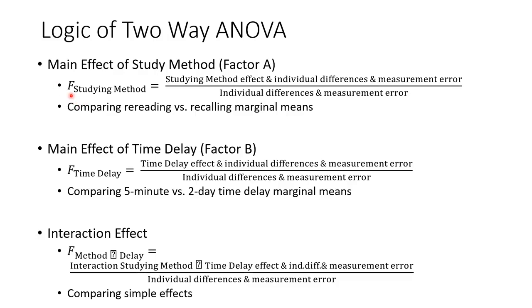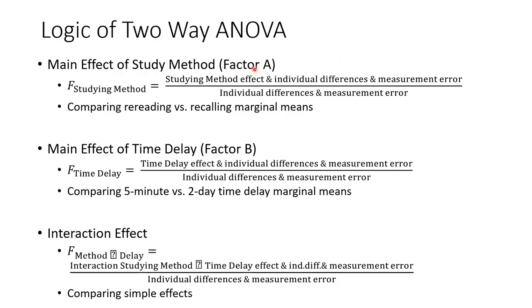So for the F value for studying method, you're going to have the amount of variability created by the different studying methods of rereading and recalling. Of course, that is contaminated by individual differences and measurement error. So we need to strip that away, and we do that by dividing by the amount of variability within conditions, which is created by individual differences and measurement error. And this numerator, of course, is the amount of variability between conditions. And between conditions, there are different people in the different conditions, so there's individual differences variability, and there's always measurement error.